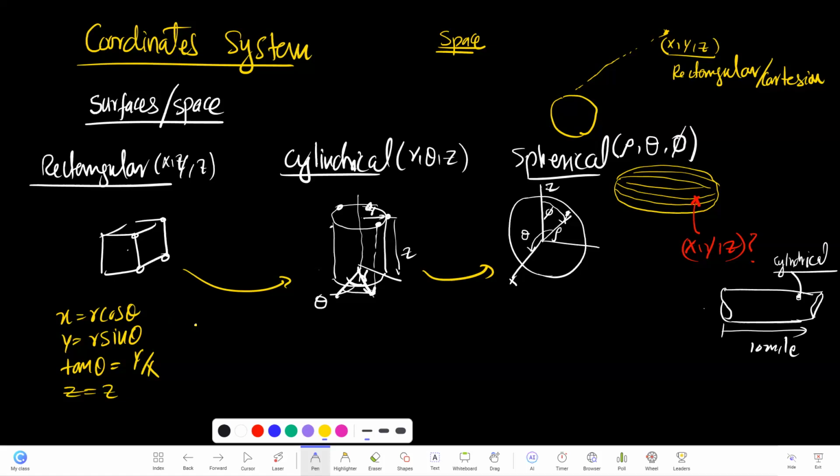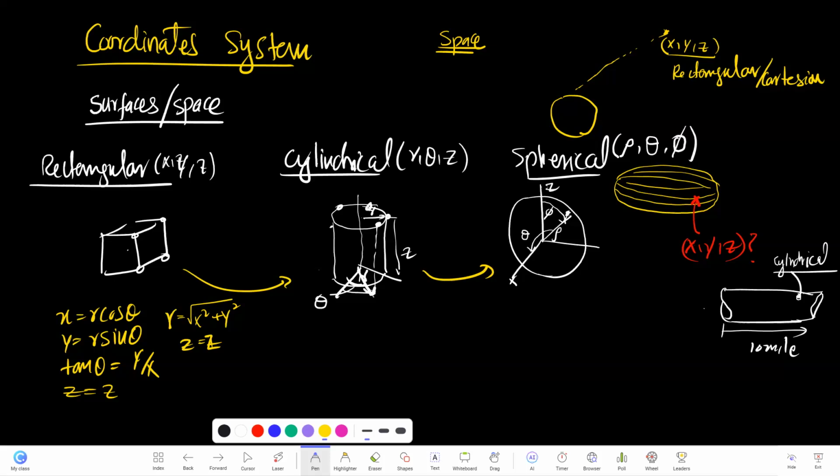And if you want to go the other way around, you're going to be saying that r equals the square root of x squared plus y squared, right? And z. If you want to go from rectangular to cylindrical or cylindrical to rectangular, these are the ratios we are using. And here the tangent theta is pretty much the same thing. You're going to be using tangent theta.